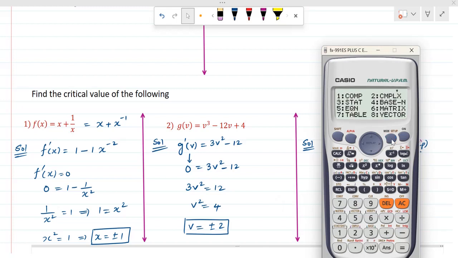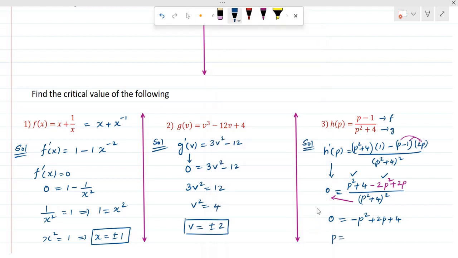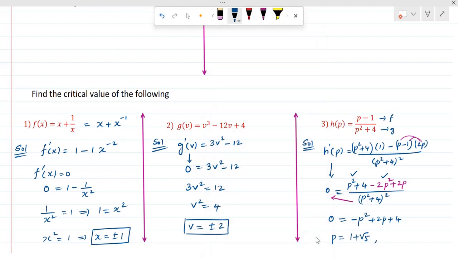So it is mode, equation, then quadratic equation, number 3. What is a? a is minus 1, equal. b is 2, equal. c is 4, equal. Again equal. So this is the p-value. P-value is equal to 1 plus root 5. And again, if I press equal one more time, it is the minus one. So it is 1 minus root 5. So this is the final answer.